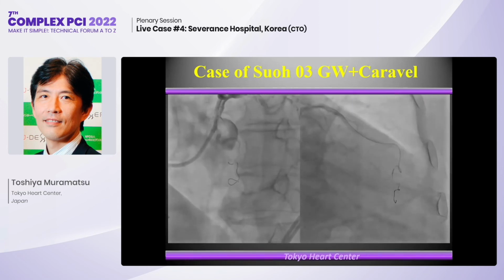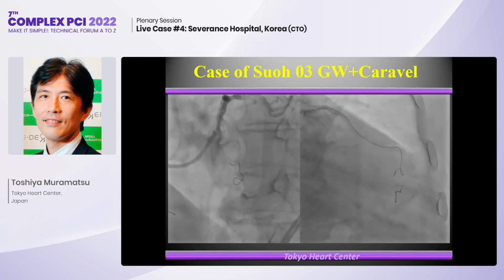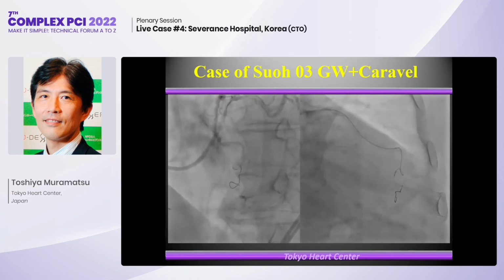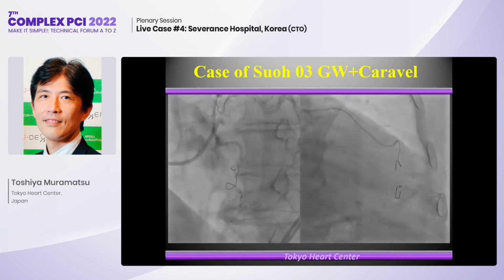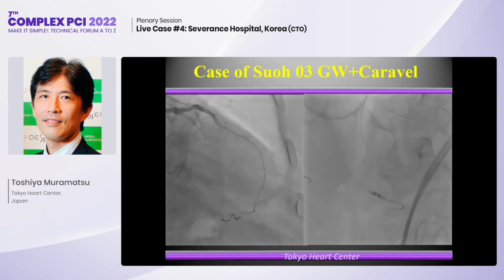And sometimes we change to the aerial view, and it looks very tortuous, supported by the Caravel microcatheter, and sometimes change to the aerial caudal view, and very tortuous, but gently and smoothly we get into the epicardial channel using the SUOH 03. Finally, the SUOH 03 wire reaches the right coronary distal room.